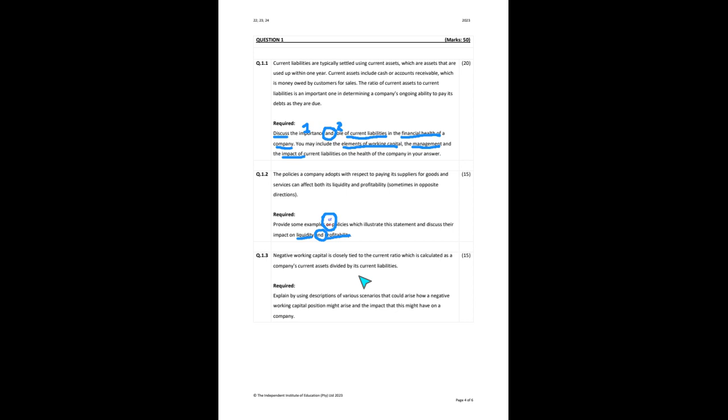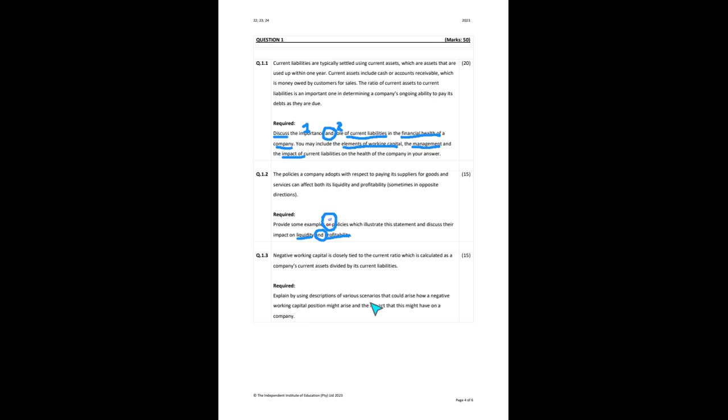But what they don't have in the textbook is a very long discussion of this part here, using descriptions of various scenarios that could arise. So again, what they're doing here, and it's a very clever question, they know that it's easy to find out how to calculate negative working capital, but can you translate that theoretical knowledge into actual real-life practical case studies or scenarios that show me that you understand that whole concept of negative working capital, how it could arise and what sort of situations that would mean for the company.